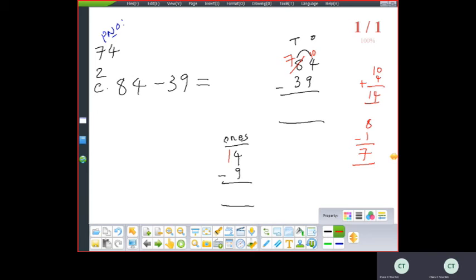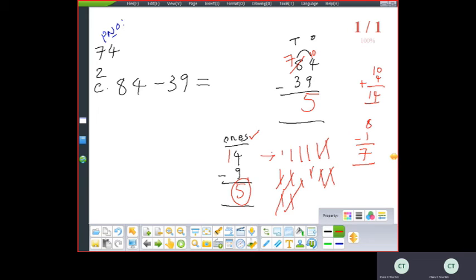14 minus 9. From 14, we subtract 9. 1, 2, 3, 4, 5, 6, 7, 8, 9, 10, 11, 12, 13, 14. From 14 lines, we cut 9 lines: 1, 2, 3, 4, 5, 6, 7, 8, 9. After cutting 9 lines from 14 lines, there are 1, 2, 3, 4, 5 lines. 14 minus 9 equals 5. This answer 5 we write in the 1 place.